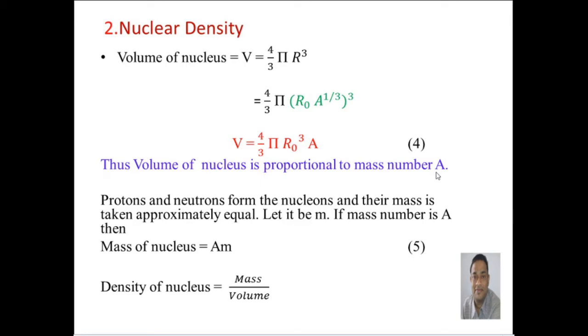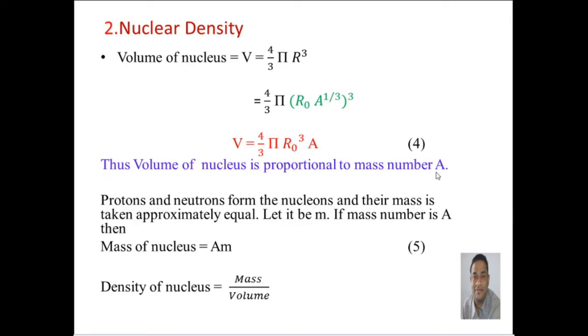This is the volume. And the mass of the nucleus is given by A × m. Let's see how this is possible. We know that the nucleus consists of N neutrons and Z protons. If you add N plus Z, it gives you the mass number A. So the total number of particles present in the nucleus is equal to A.